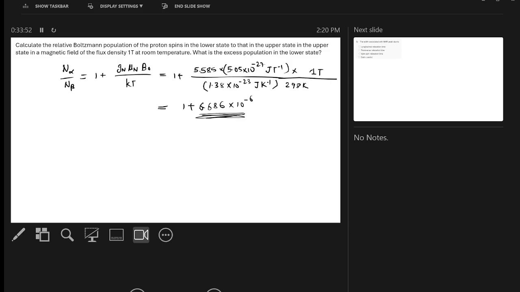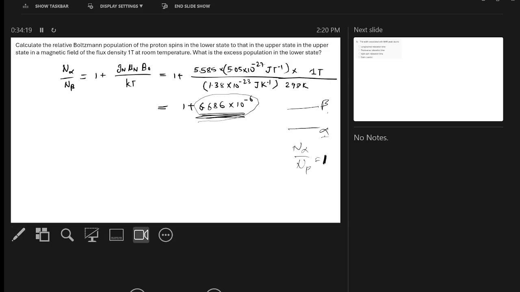So the conclusion is that we have two states, alpha and beta, and there is a very small difference in the population. If the populations of alpha and beta were the same, then this ratio, n alpha by n beta, must be equal to 1. So it's a little greater than 1. That's why there is a small difference in the population between alpha and beta.